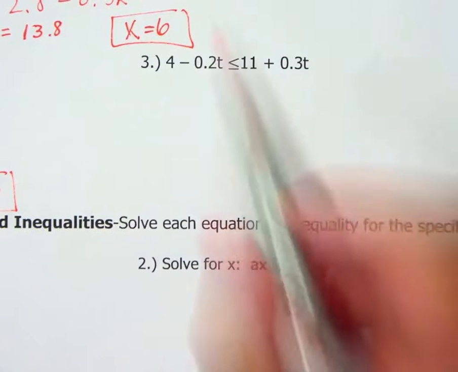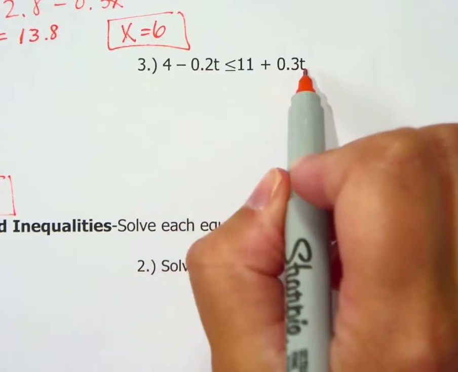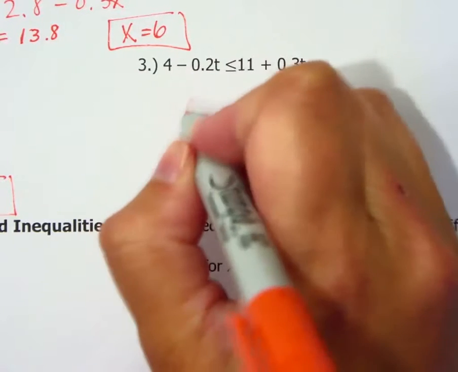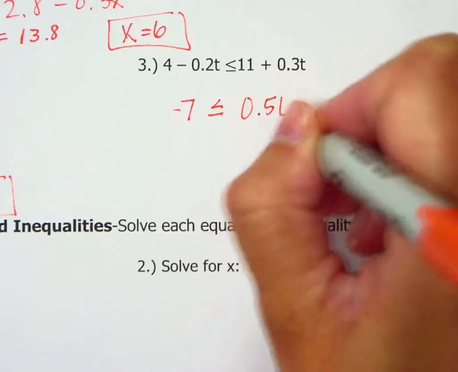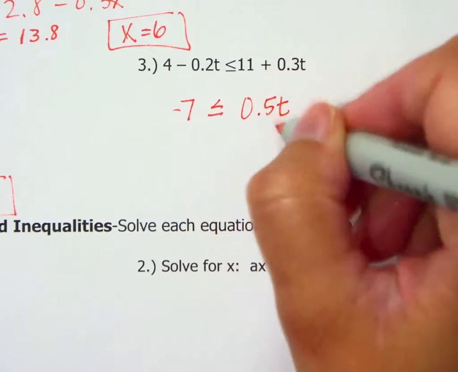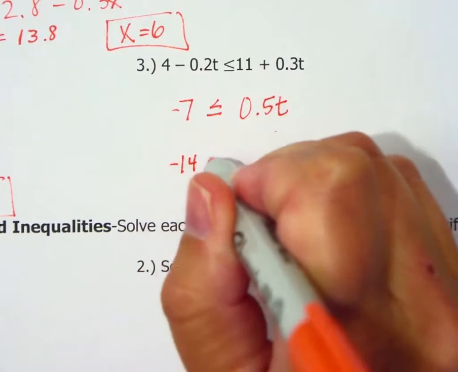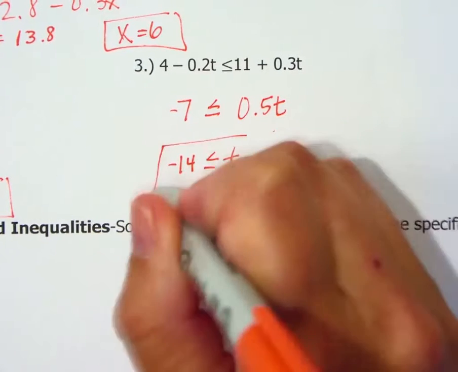And then number 3 is a linear inequality, just the difference of having an inequality sign versus an equal sign. Same type of thing here: move variable terms to one side, constants to the other. In doing that, I get -7 is less than or equal to 0.5t. I can divide both sides by 0.5, and that gives me -14 is less than or equal to t.